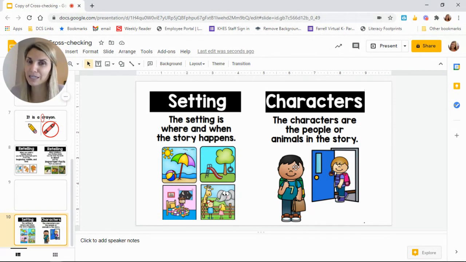Okay? So good luck this week with your reading. And don't forget, touch each word and use that strategy of cross-checking with your eagle eyes.